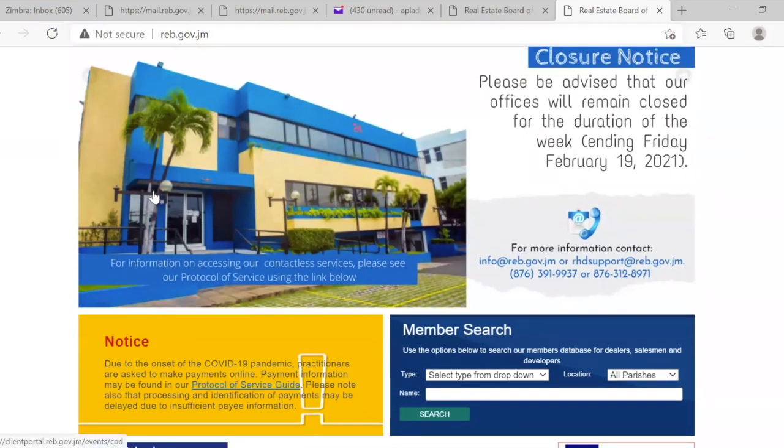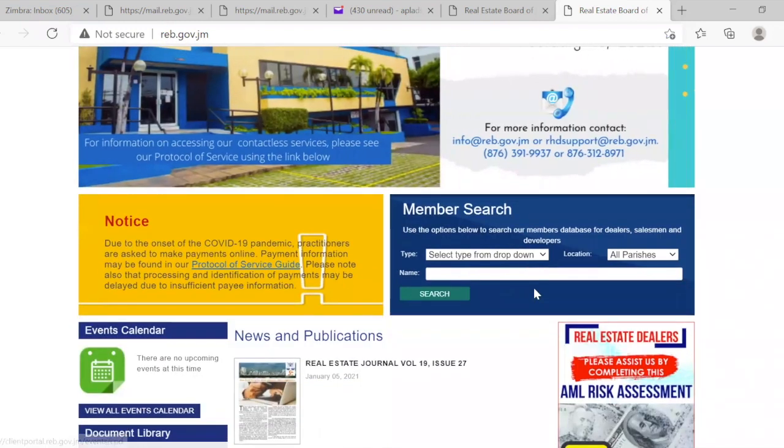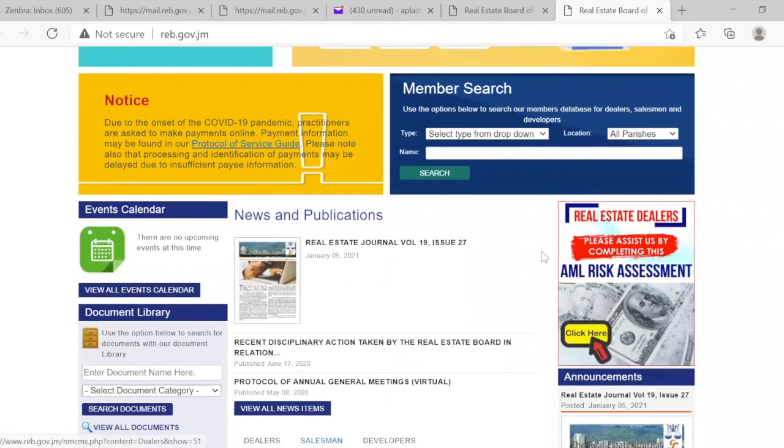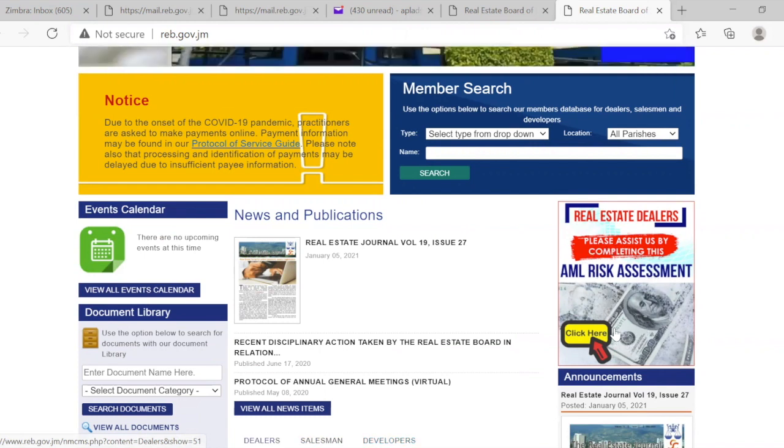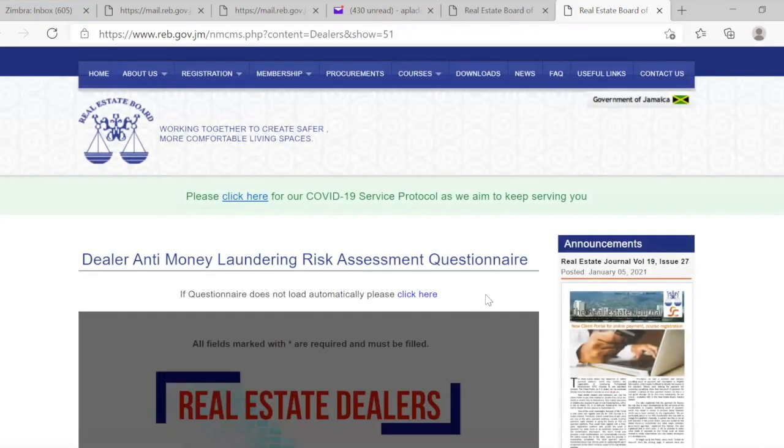On the front page of the website, scrolling down to about midsection here, you'll see an icon or a banner indicating real estate dealers, AML risk assessment. Once you click on this, it should take you directly to the risk assessment questionnaire. All right.